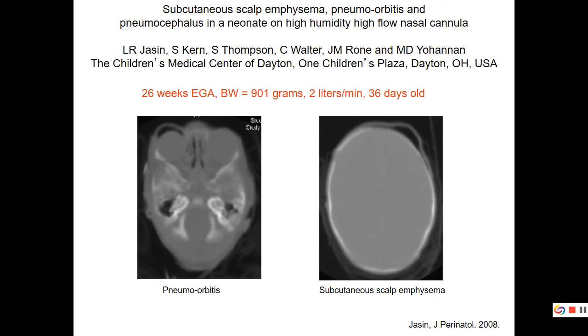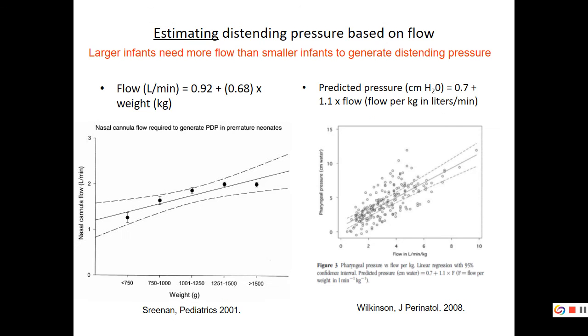Here are some examples of case studies of babies that have had air leaks. So here's a baby, 26-weeker, 900 grams, 2 liters per minute, 36 days old, got air tracked up all the way into its orbit, into its eye. Here's one into the scalp, okay, subcutaneous scalp. Yeah, so these things happen. They're not very common, luckily, but again, you're not able to predict or control the pressure you're delivering with high flow nasal cannula.